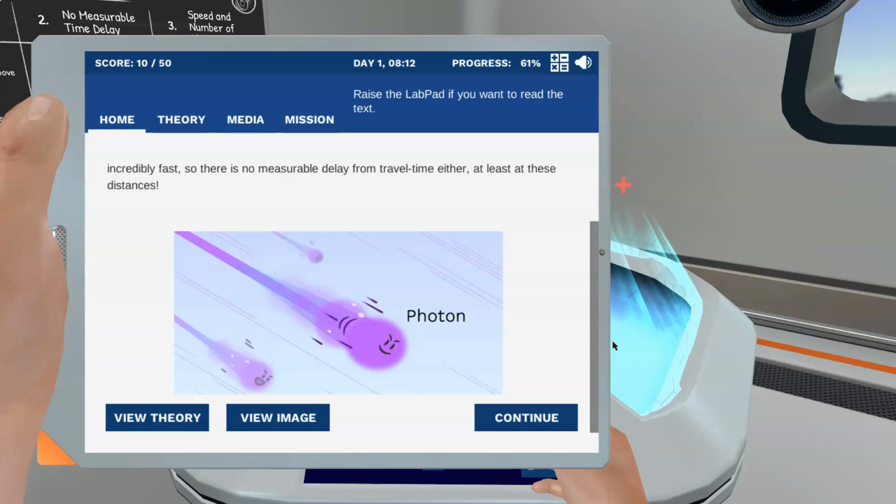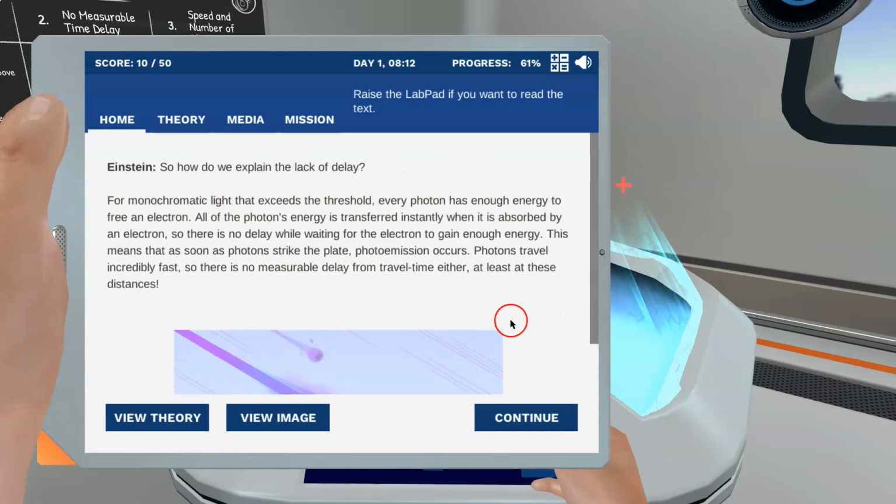So how do we explain the lack of delay? For monochromatic light that exceeds the threshold, every photon has enough energy to free an electron. All of the photon's energy is transferred instantly when it is absorbed by an electron, so there is no delay while waiting for the electron to gain enough energy. This means that as soon as photons strike the plate, photoemission occurs. Photons travel incredibly fast, so there is no measurable delay from travel time either, at least at these distances.